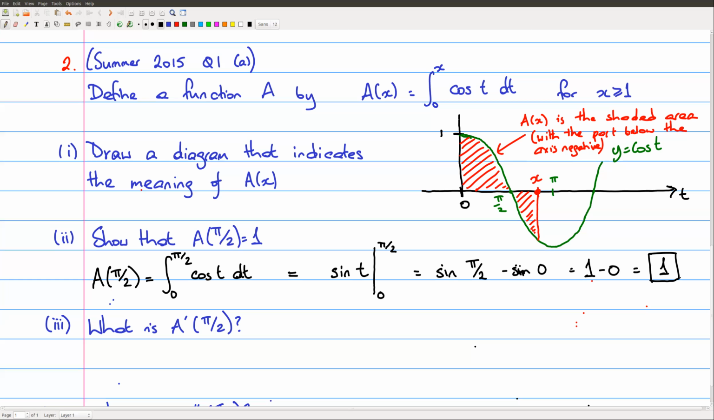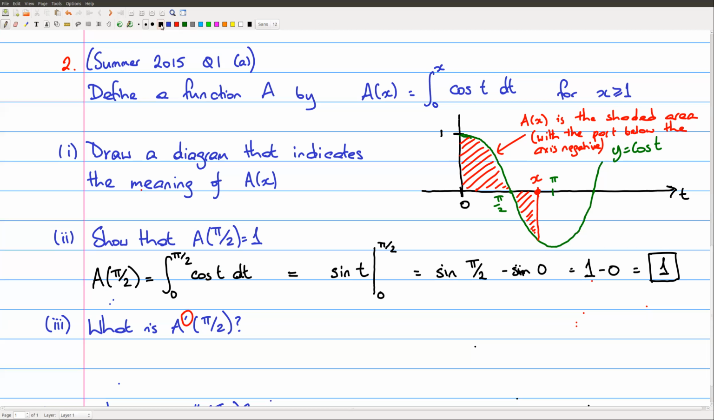Of course, I care not so much about the answer as about what we need to do and how we understand what it is that we're asked to do. Okay, part 3 of this looks very like it. The difference between part 2 and part 3 is only this little dash in part 3. In part 3, we're not asked for A at pi over 2, but for A dash at pi over 2.